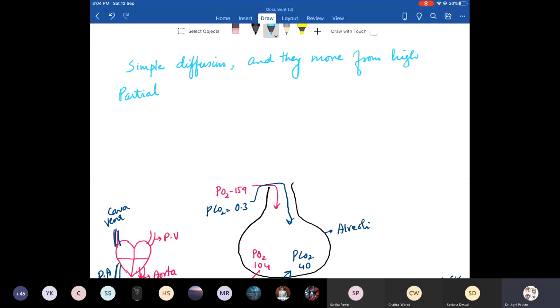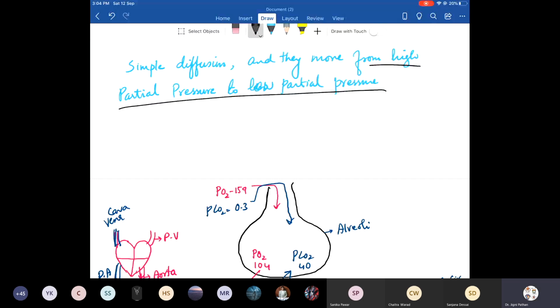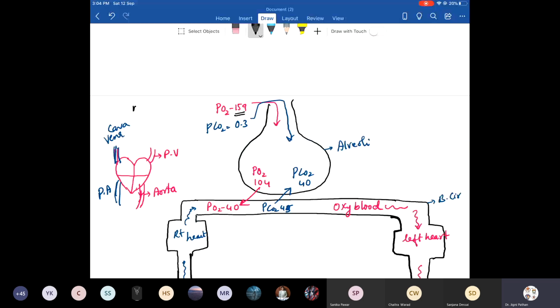Now, the partial pressure of oxygen in atmospheric air is 159 mmHg. The unit is mmHg. The partial pressure of carbon dioxide in the atmosphere is 0.3 mmHg. Everybody will listen. I'll give you time to understand and write later. Atmospheric air: 0.3 carbon dioxide and oxygen 159.